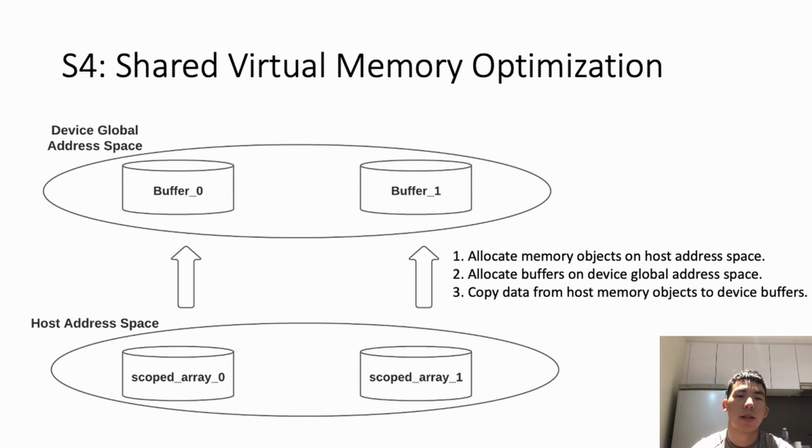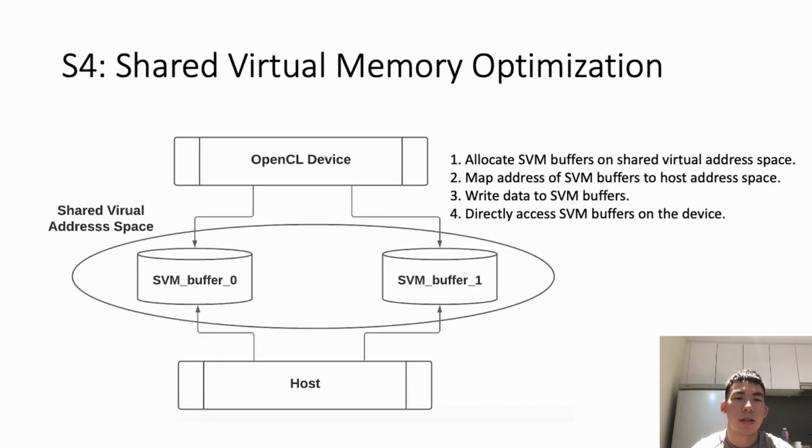Previously, in order to do the data transfer, we needed to allocate the memory objects and buffers on the host and device address space, and then copy the data from the host memory to the device buffers. Now, with the shared virtual memory address space, which is directly accessible from the device, we could just allocate SVM buffers on the address space and then map the address of the SVM buffer to the host address space.